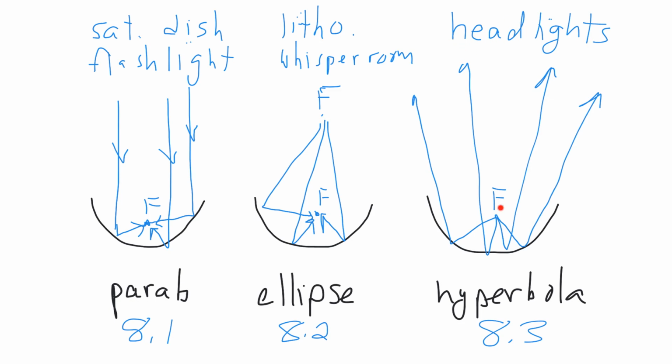For a hyperbola, if the rays come out at one focal point, they don't go parallel like the parabola. They go in all different angles. This is great for headlights of a car, so you can see a very wide part of the road, as opposed to a parabola, in which case you'd blind the driver coming at you.